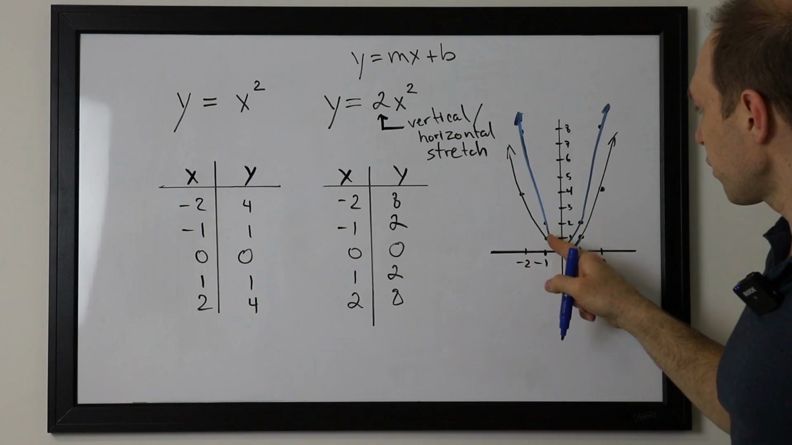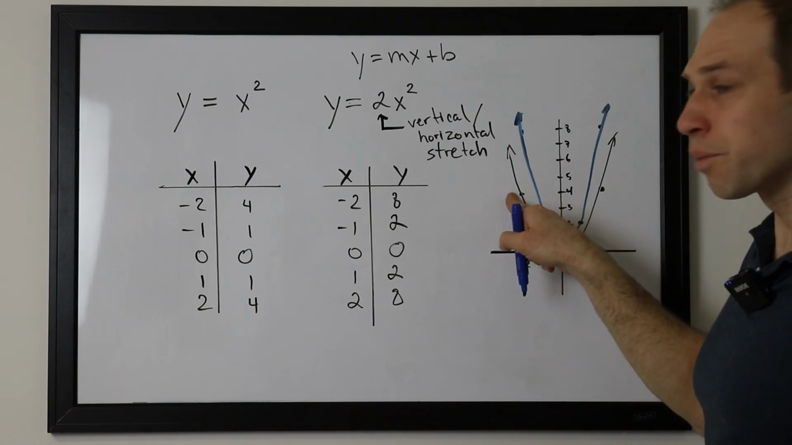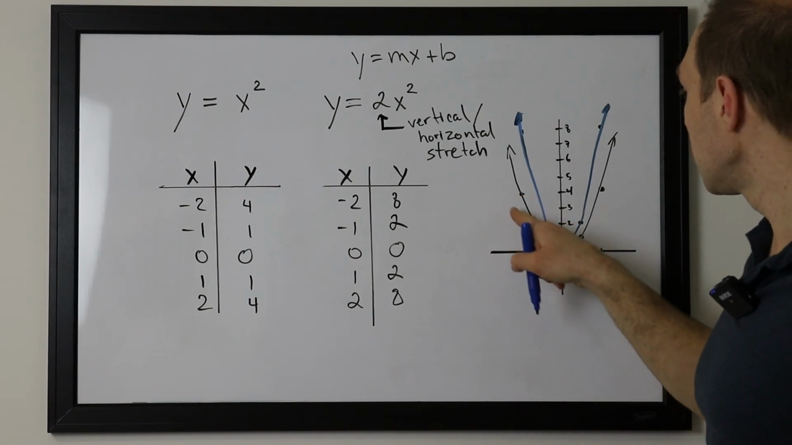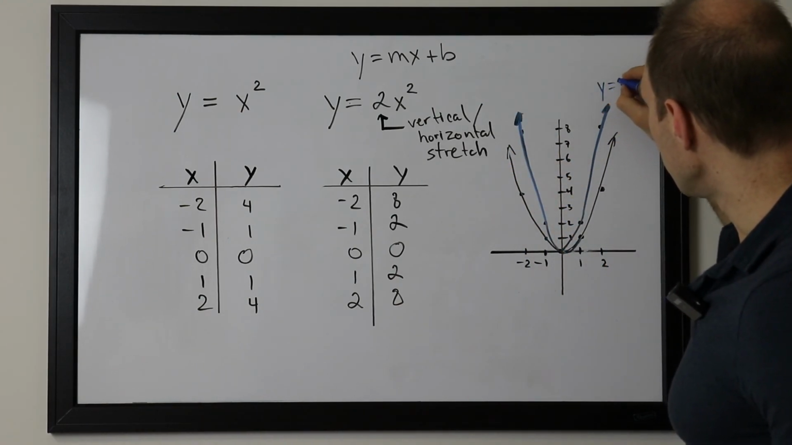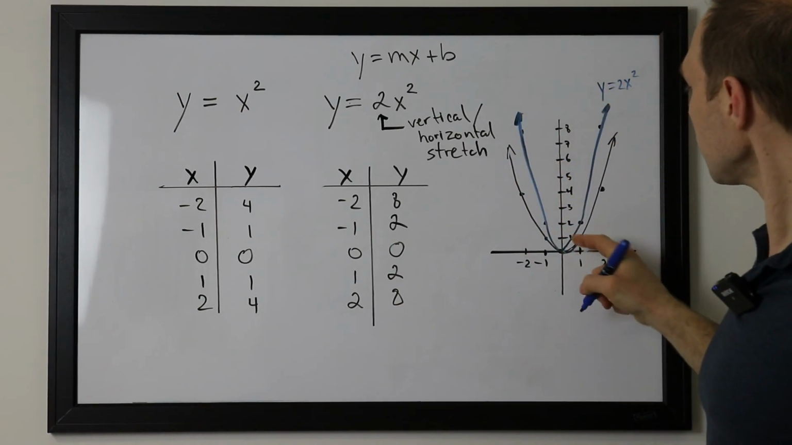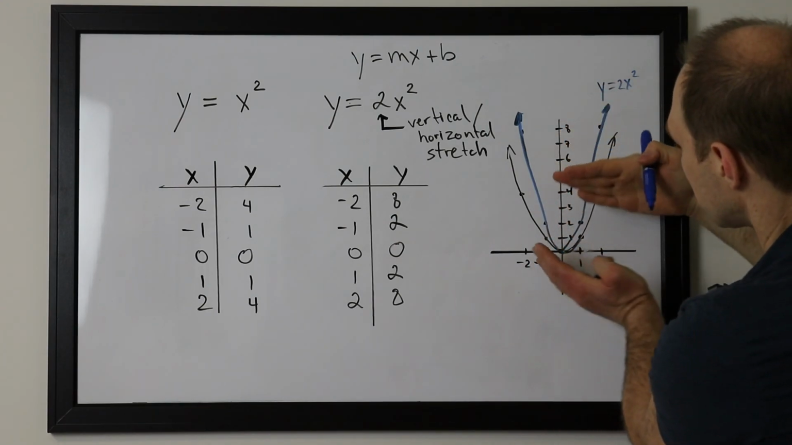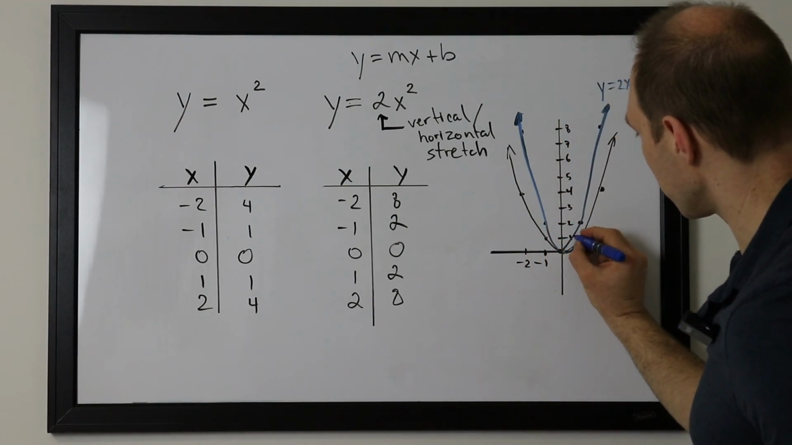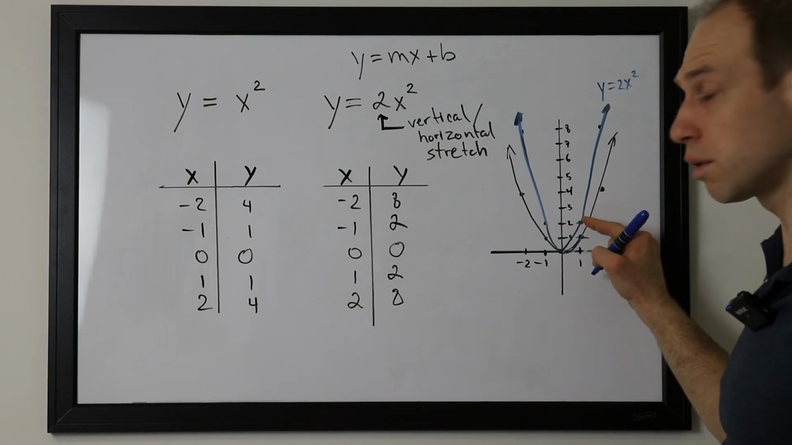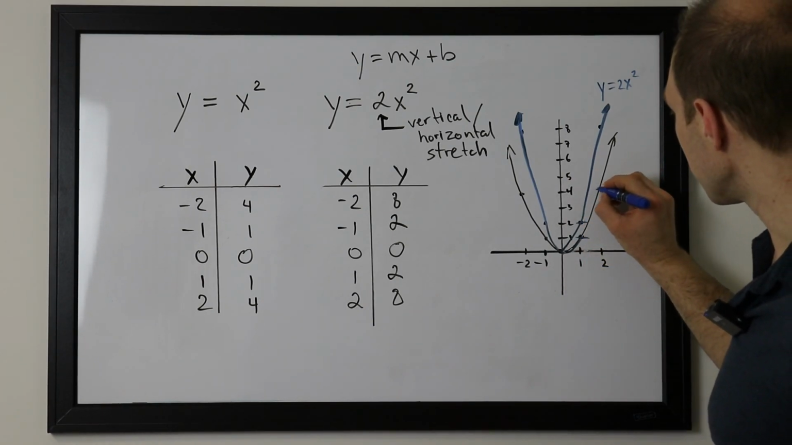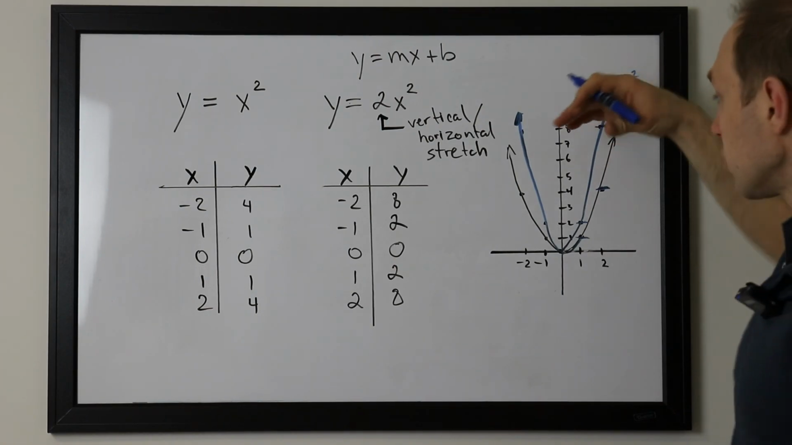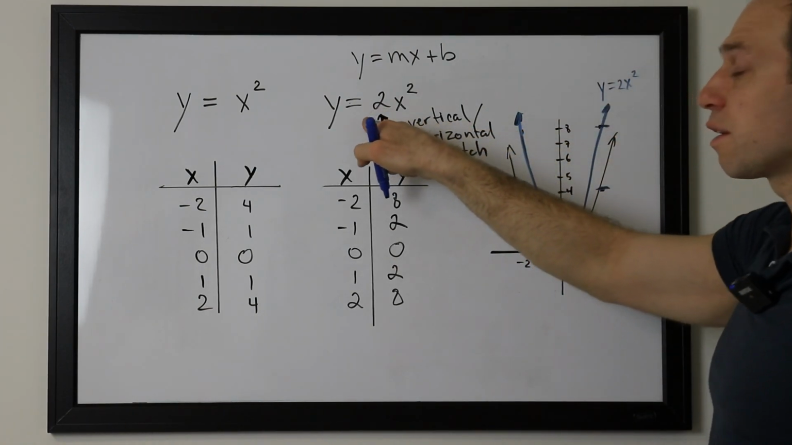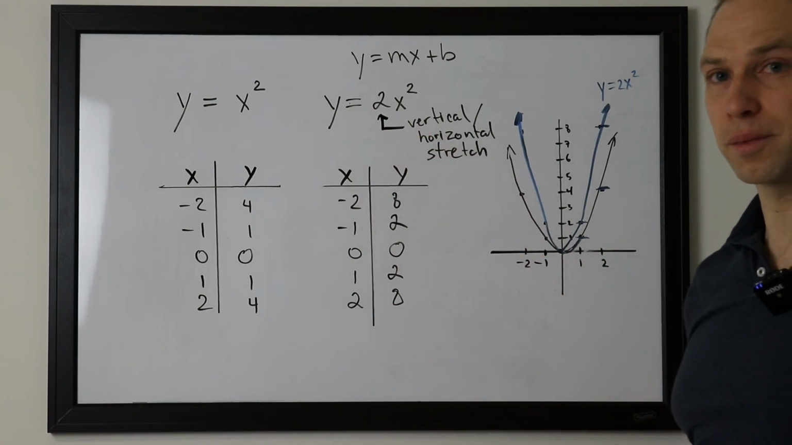Okay, so we can see that with this type of parabola, y equals 2x squared, the parabola has actually stretched vertically, because the gap between this point and this point has doubled. The gap between this point and this point has also doubled. And so it stretches vertically by this factor. Okay, that's it.